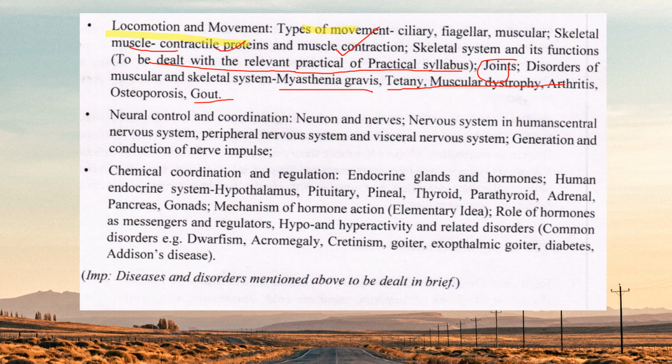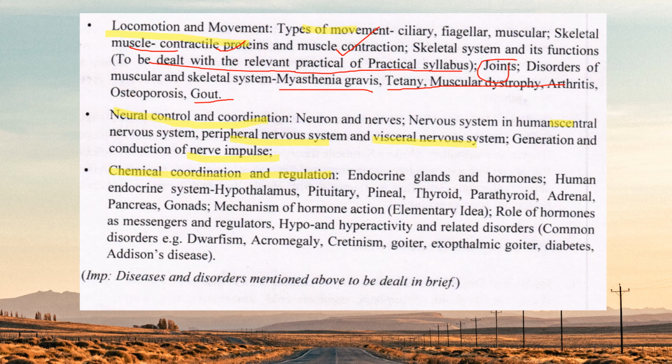Neural control and coordination. In this chapter, we have to read about neurons and nerves, nervous system in humans: central nervous system, PNS, visceral nervous system, generation and conduction of nerve impulse. Then at last, we have to read about chemical coordination and regulation. This we are talking about the class 11 syllabus.